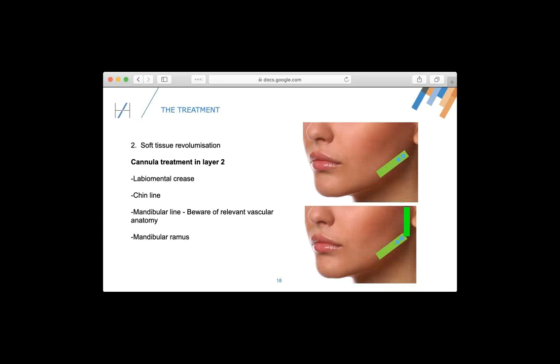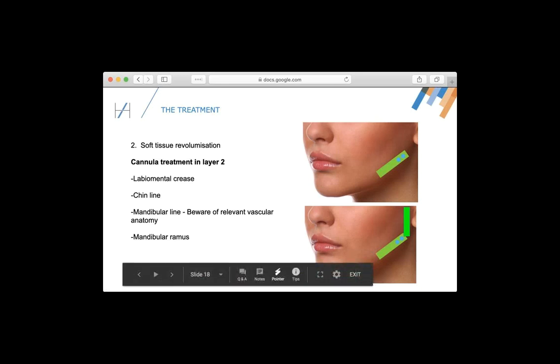And just to add there, if your injections down on the chin haven't softened the mentalis, you can directly treat the labiomental crease again in layer 2. We would just be passing a cannula along the crease. You can make one entry point and traverse all the way along the crease to treat both sides of it. And that further helps to squash down the mentalis muscle into its more youthful posture.